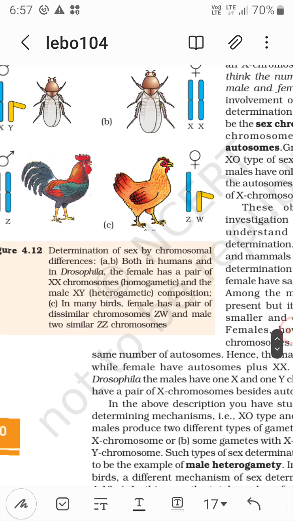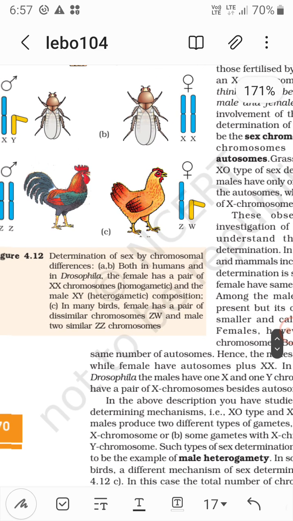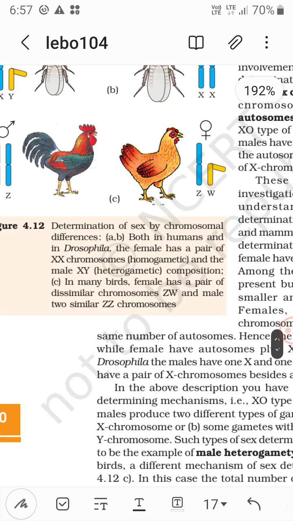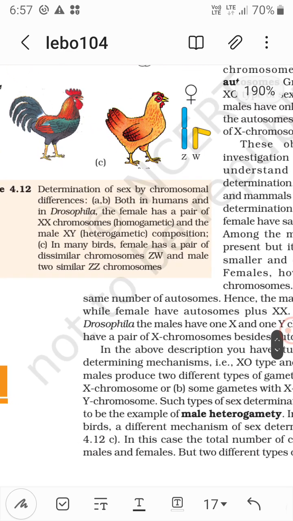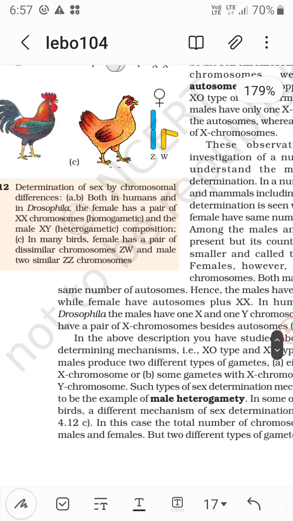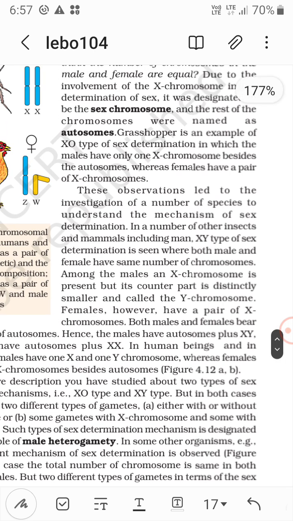In both humans and in Drosophila, the female has a pair of XX chromosomes, that is homogametic, and the male has XY, that is heterogametic composition. In many birds, the female has a pair of dissimilar chromosomes, that is ZW, and the male has two ZZ chromosomes.